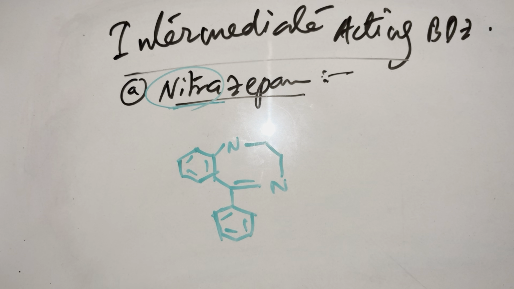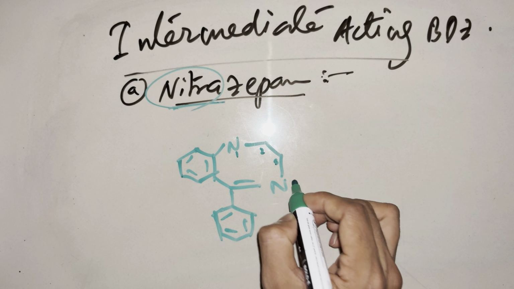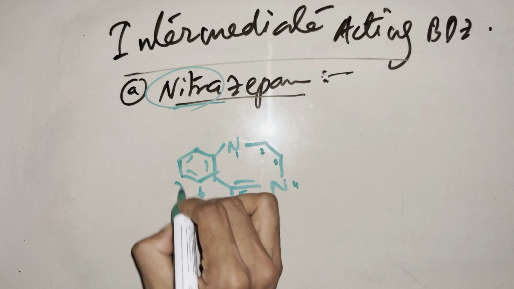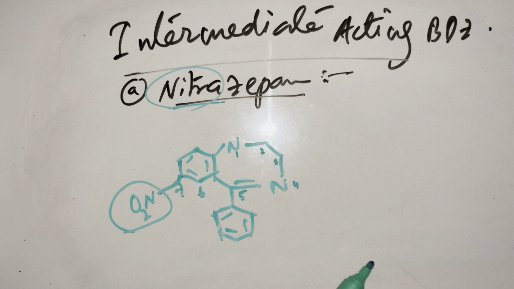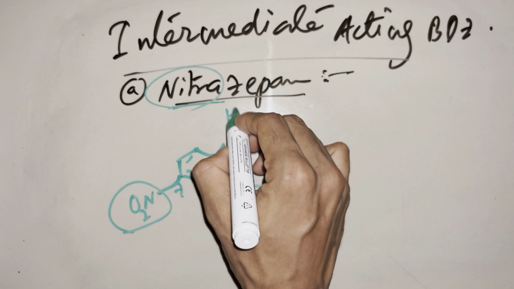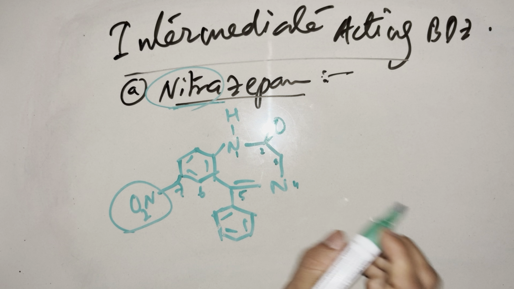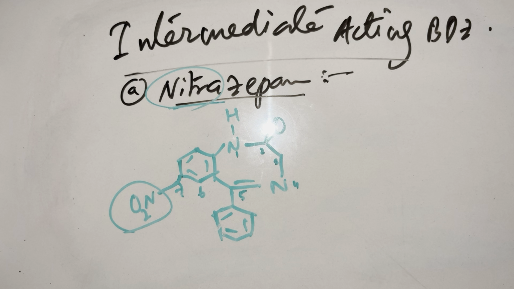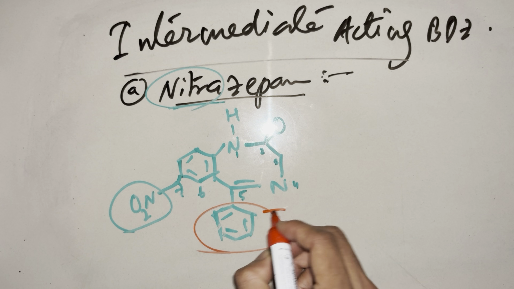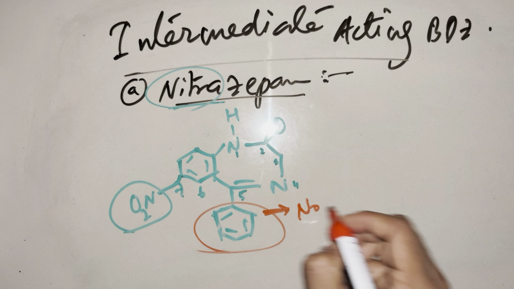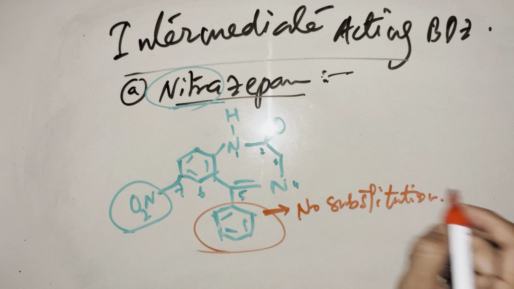Nitrazepam means presence of NO2 group. So at 7th, see 1, 2, 3, 4, 5, 6, 7. So at 7th position, an electron withdrawing group will be there. Already I mentioned earlier, this nitrogen will be free like this. Here one carbonyl group will be there. Remaining everything is the same. The most important point that you have to remember is that in nitrazepam, there is no substitution in that 5th position benzene. So no substitution. You have to remember that.